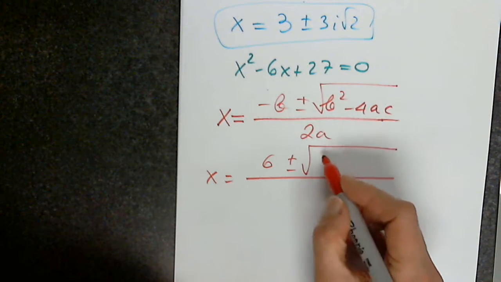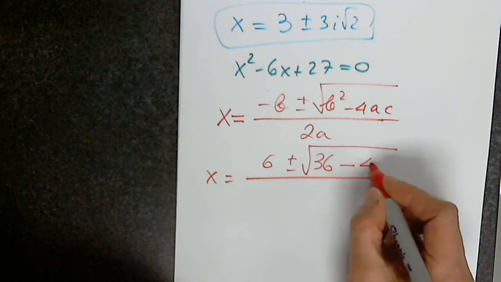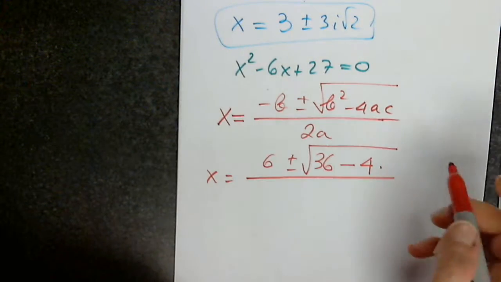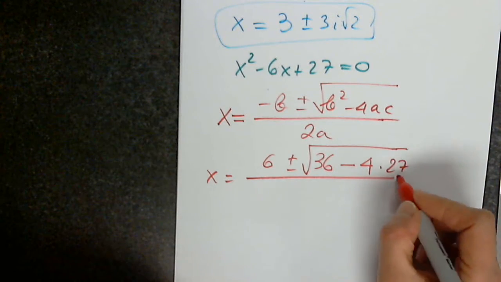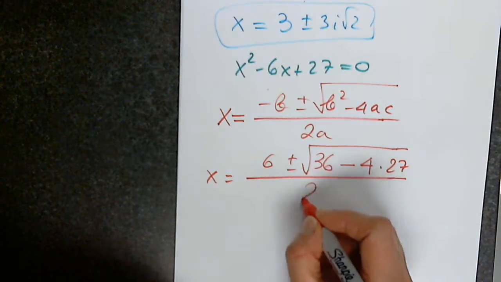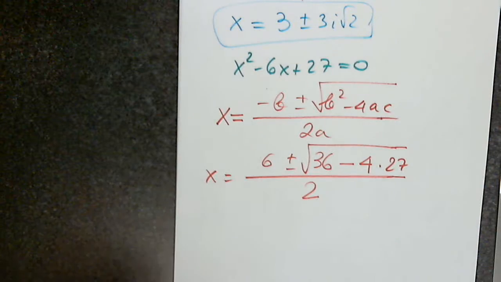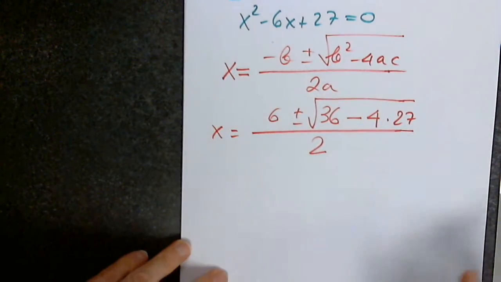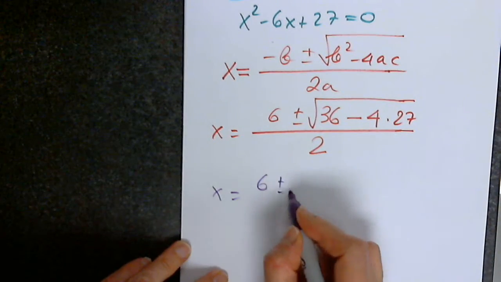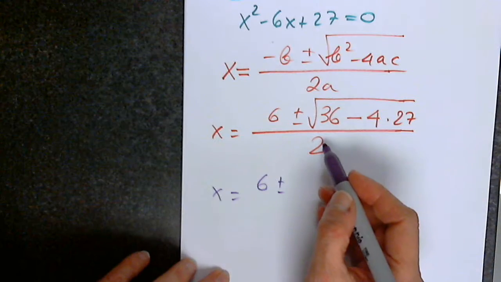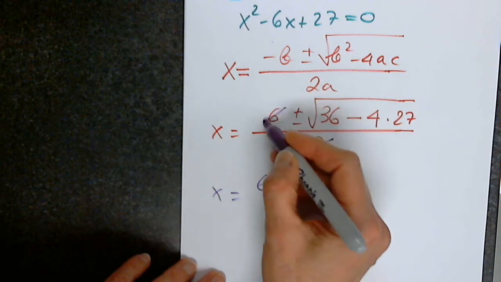Clear? So 36 minus 4 times a, which is 1, times c, which is 27, divided by 2 times a. Because of b squared, when I see a negative there, I don't look. Good. So then x equals 6. And also, I don't look if I see something like this. If a student does this, I don't look.